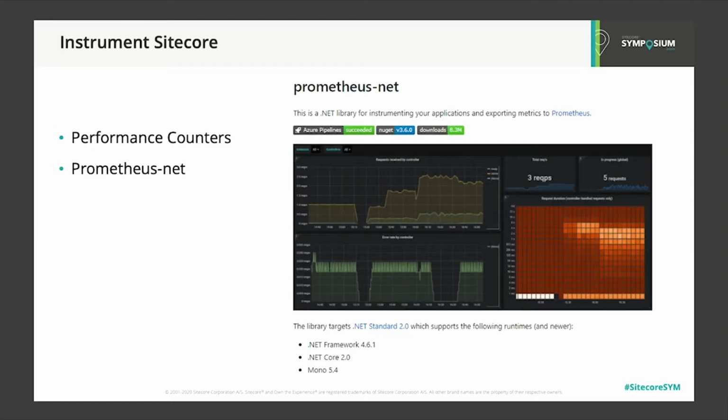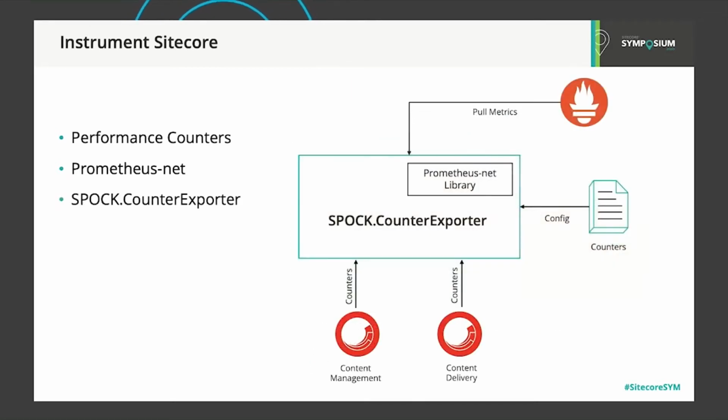This library helps you instrument your .NET apps and expose metrics in the Prometheus format on an HTTP endpoint. It supports .NET Standard and .NET Core and provides examples to show you how to get started instrumenting your applications. So I built Spock Counter Exporter, a simple exporter that uses the Prometheus-net library. It reads performance counters, transforms these values into Prometheus format and exposes them on an endpoint. Different counters can be configured via configuration, so you can easily add or remove counters.